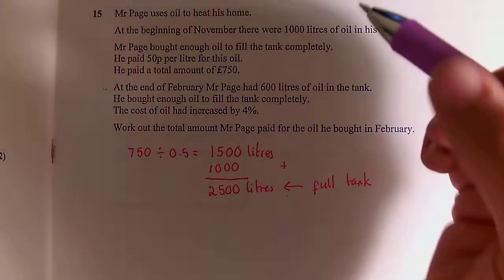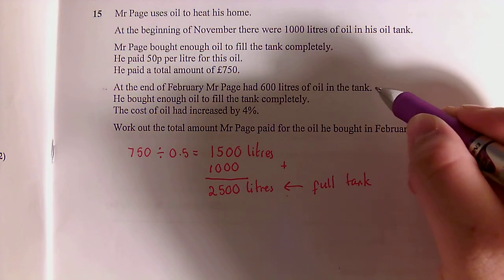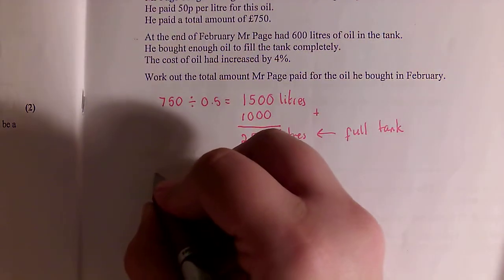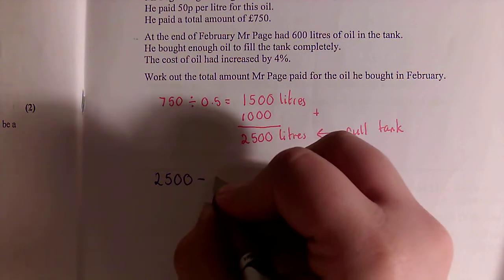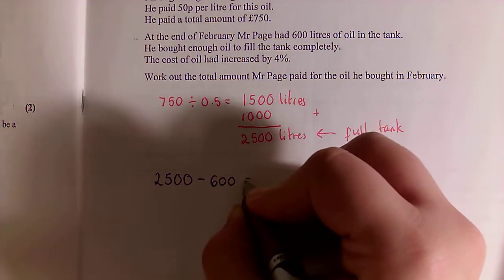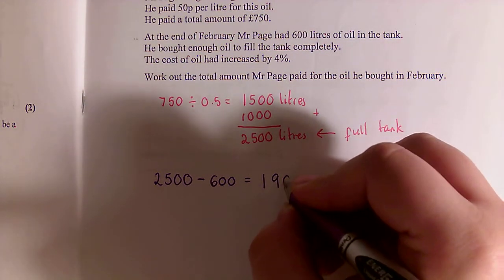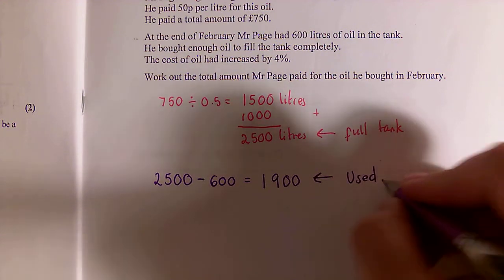At the end of February, Mr. Page had 600 litres of oil in the tank. So if he's got 600 litres left, we're going to work out how much he's used. So 2,500 is how much was in there, and he's got 600 left. So let's find the difference. 2,500 take away 600 is 1,900, and that's how much he's used.